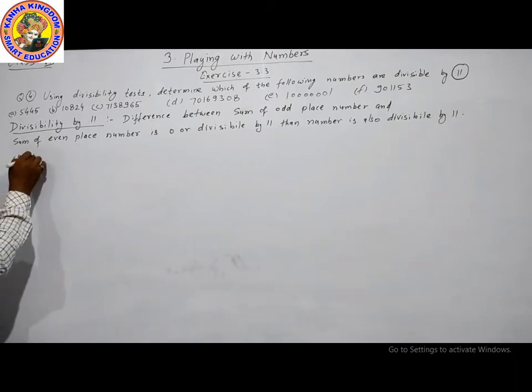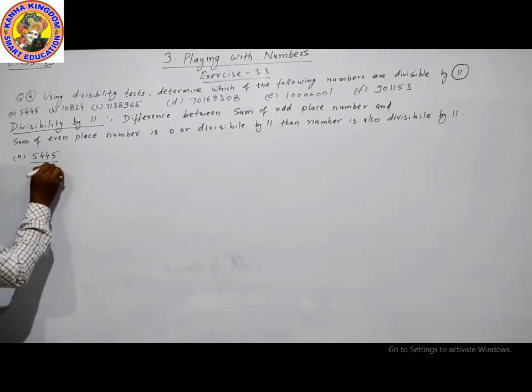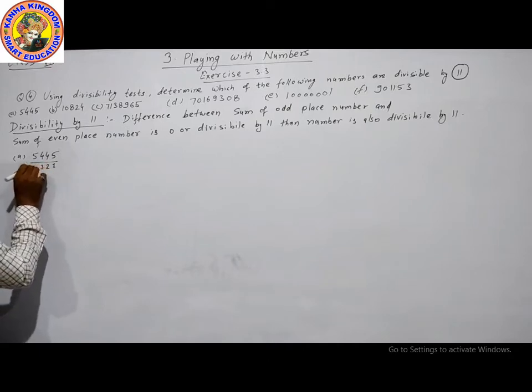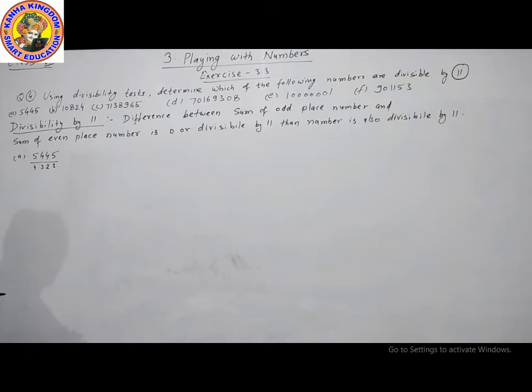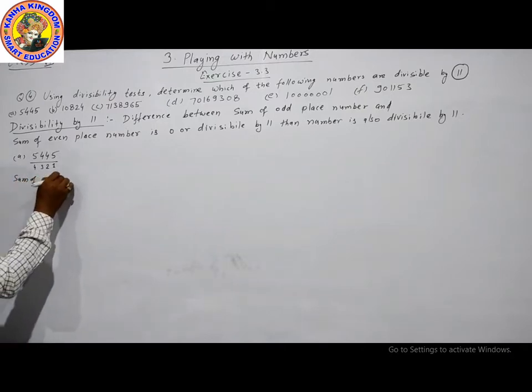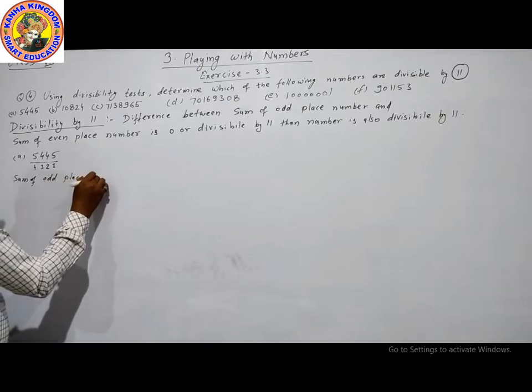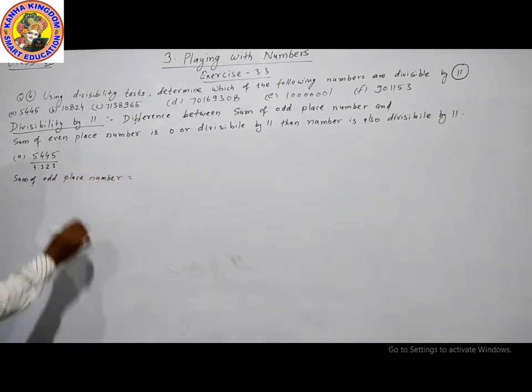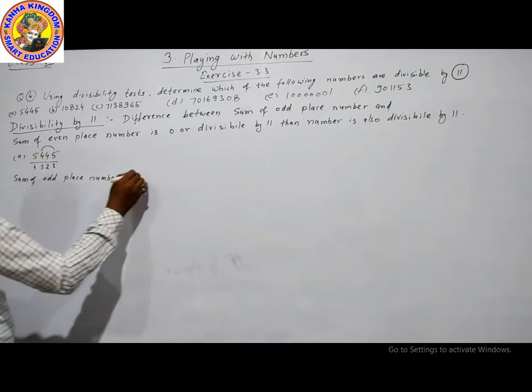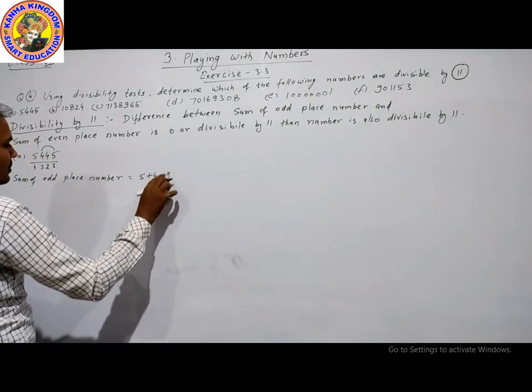First of all, there is 5 4 4 5. This is a number. The positions of the digits are 1, 2, 3 and 4. Which are the odd places? 1 and 3 are odd. The 2nd and 4th places are even places. So first of all, the sum of odd place numbers is equal to 5 plus 4, which is equal to 9.